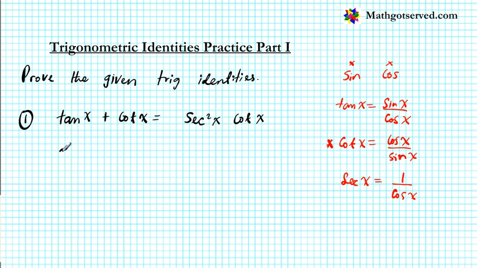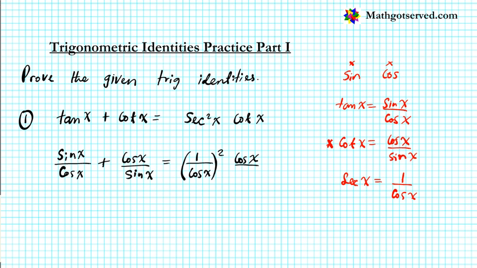So for tan, I'm going to have sine x over cosine x. And then for cotangent, just the reciprocal, I'm going to have cosine x over sine x. We already established here that cotangent is cosine over sine. Secant x is going to be 1 over cosine x. This one we're going to square, because we have a square there. 1 over cosine x squared, and then cotangent is cosine x over sine x. Okay. All right, let's proceed.